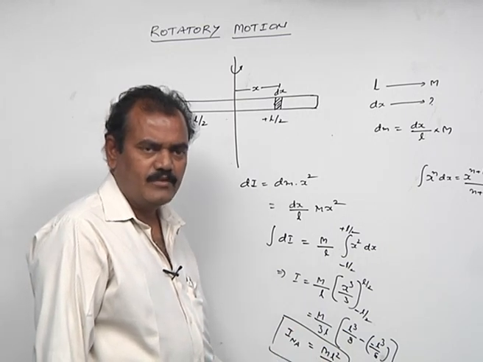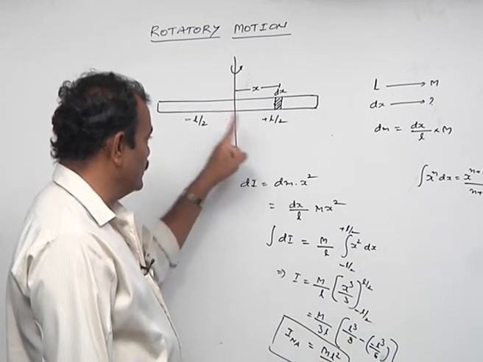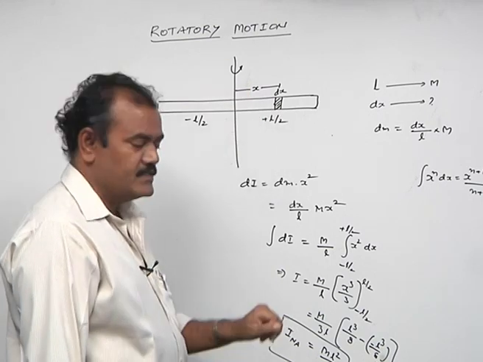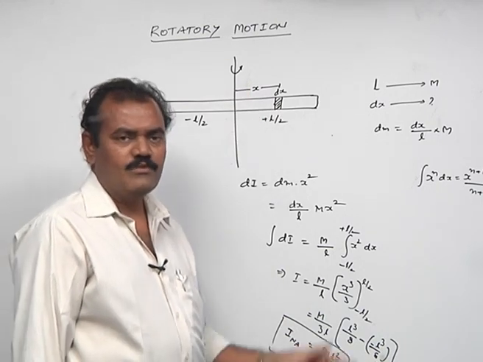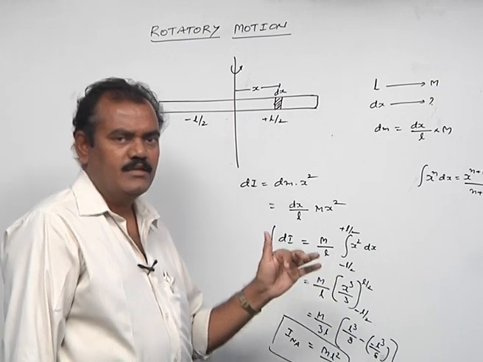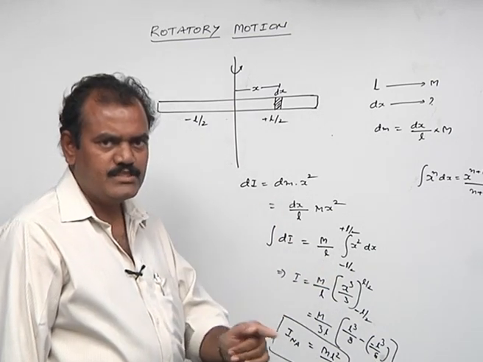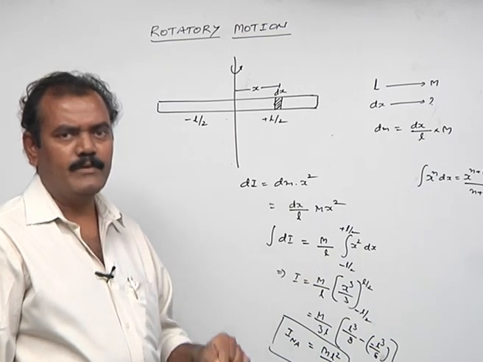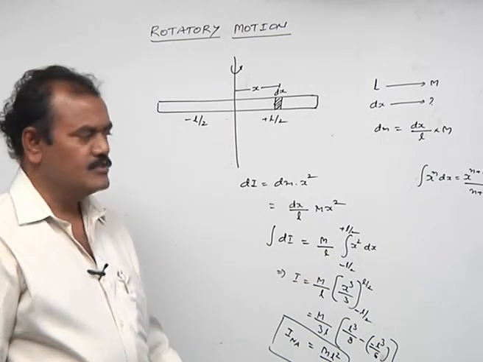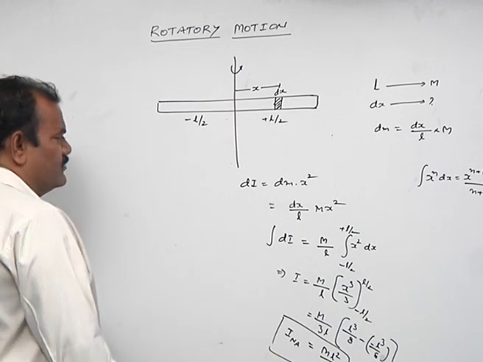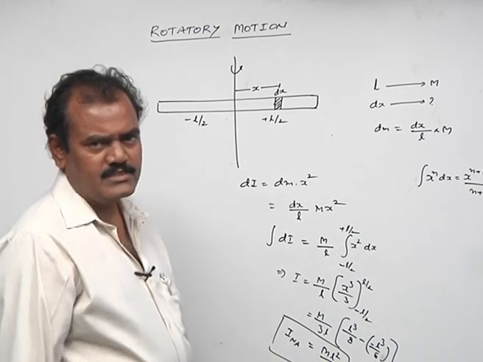It is ML square by 12, the moment of inertia of the uniform thin rod about this natural axis. So first of all, once again I repeat, the natural axis is nothing but the axis which is passing through the center of the rod and perpendicular to the length of the rod. Similarly, we can find out the moment of inertia of different rigid bodies.